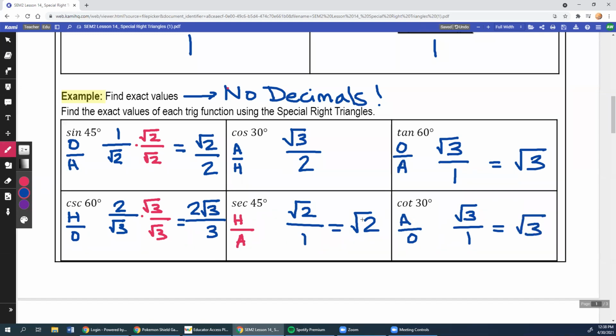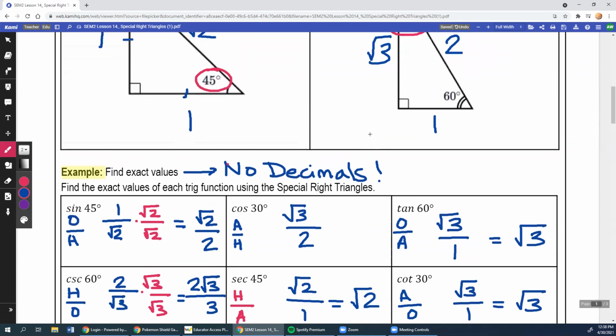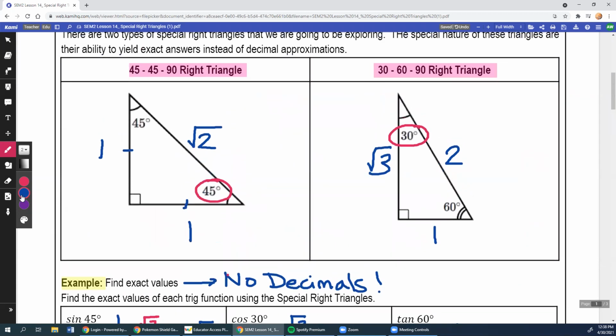Now, be prepared. You are going to have a lot of answers that are going to be repeated, and that's okay. The reason we're going to be repeating a lot of answers is because we are only going to be using these two special right triangles. These are the only two we're going to be using. There's going to be a lot of repeats, so don't let that panic you.